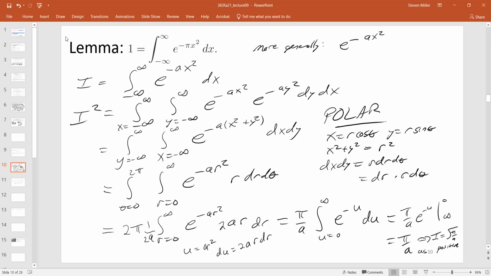Now you can get a sense of why they wanted to choose a equals pi. It just makes the integration very nice. When you do the standard Gaussian, you take a to be 1/2. And then that would give you that the integral is square root of 2 pi. So the normalization constant for the standard normal is 1 divided by square root of 2 pi. Okay, this is an absolutely beautiful integral to do. Any questions about this?